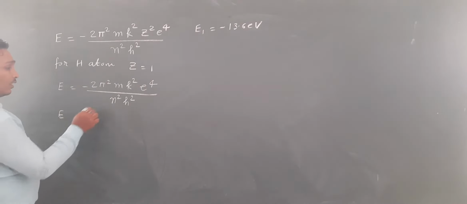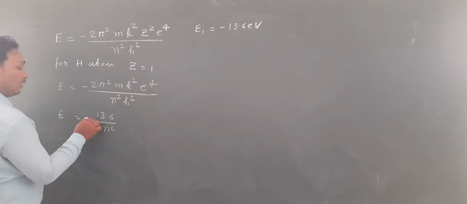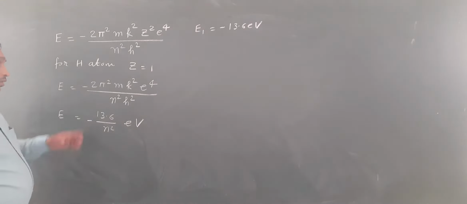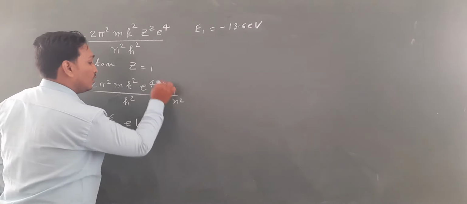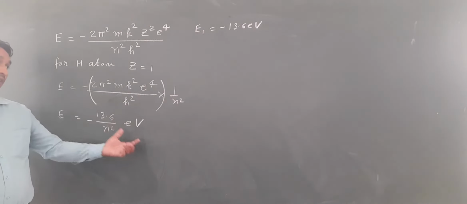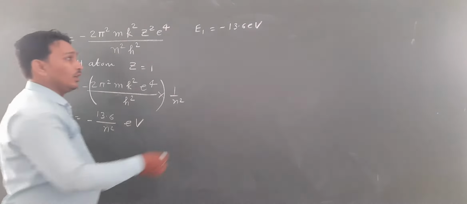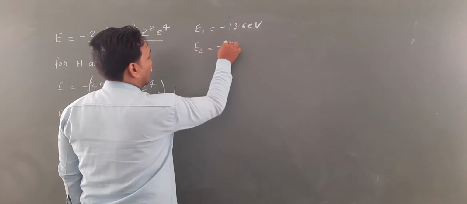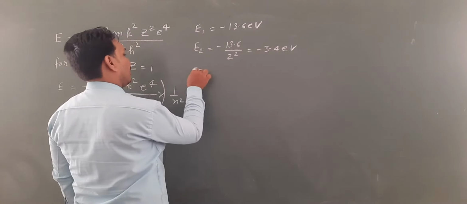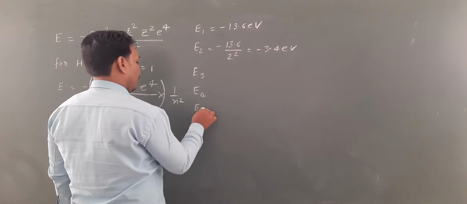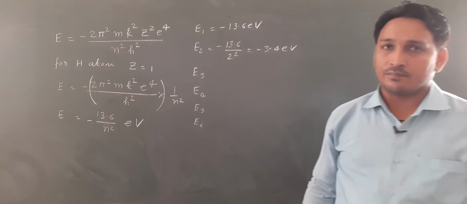So basically we can write this as minus 13.6 upon n square electron volt. The minus 13.6 electron volt is the value of what is written in the bracket, if you leave the 1 by n square. So we can write minus 13.6 upon n square into electron volt. E2 comes out to be minus 13.6 upon 2 square, which is minus 3.4 electron volt. Similarly, we have calculated E3, E4, E5, and E6, right? So this is what we have done.